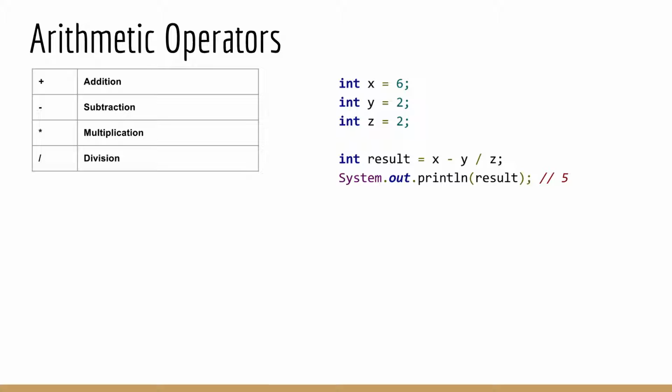If we print the variable, we will see the value 5, as division between y and z is performed first and then subtracted from x. We can add parentheses around x and y to perform subtraction first. Now we will view the result as 2.